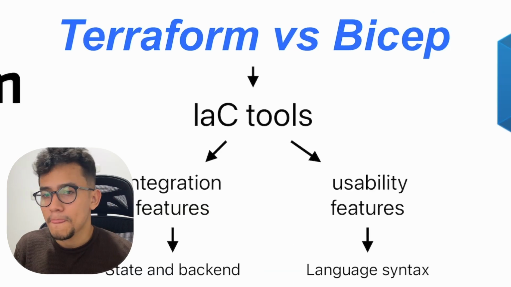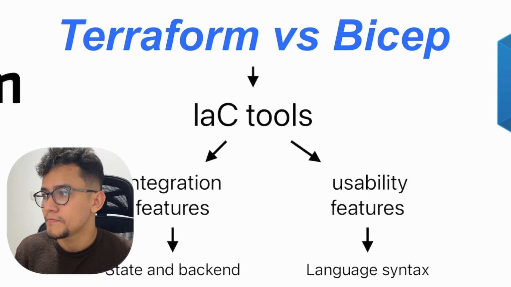So let's start. The first thing that we need to understand is what is Terraform and what is Bicep. Both are what we call a domain-specific language, which means they were designed for a particular purpose. In this case, they were designed for managing infrastructure. And that's what we call an infrastructure as code tool. This tool helps us to manage our infrastructure in an automated, repeatable, and descriptive way.